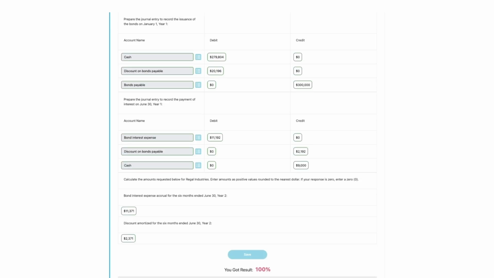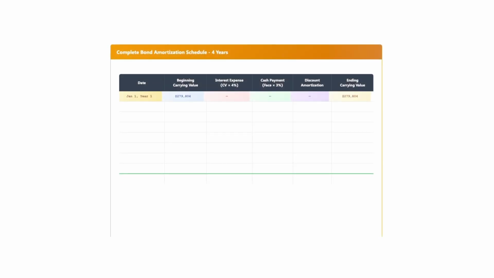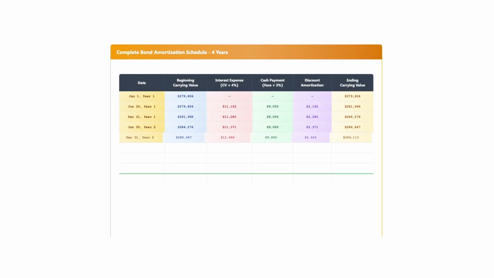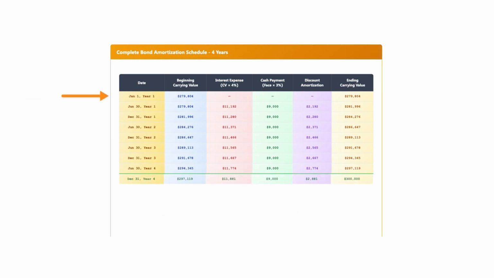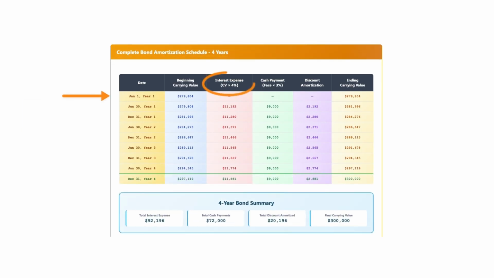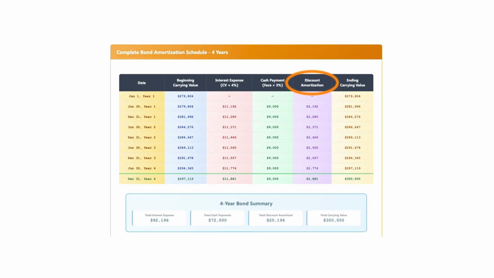Now, when you're solving bond questions, sometimes people prefer to write out the entries, and sometimes they prefer an amortization schedule. So let's briefly walk through the amortization schedule. So you always start out with your beginning carrying value, 279,804. Your interest expense is simply that beginning carrying value times your 4% market rate. And then your cash payment is 3% of 300,000, so it's always going to be 9,000. And then your discount amortizes the difference between those two, which then increases the carrying value.